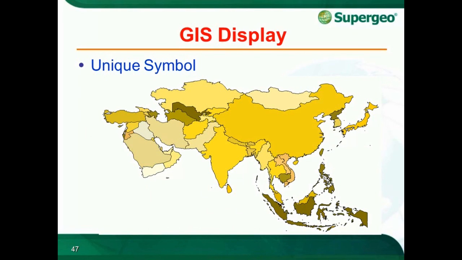The first one is unique symbol. Like the example here, unique symbol displays the different attributes or attribute combinations of multiple fields with different symbols and colors. It can make the maps easier to define by the difference of area. In the example here, we use unique symbol to discriminate the different districts in this area by color.